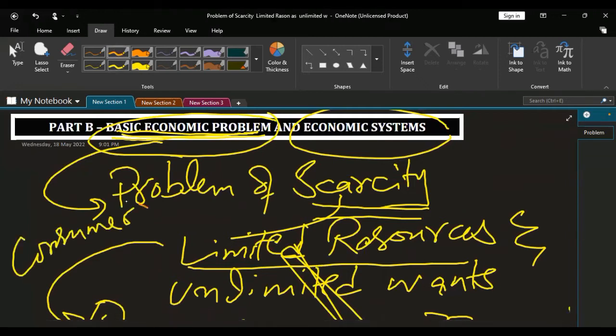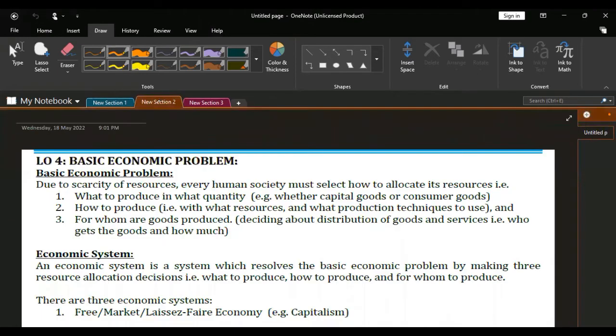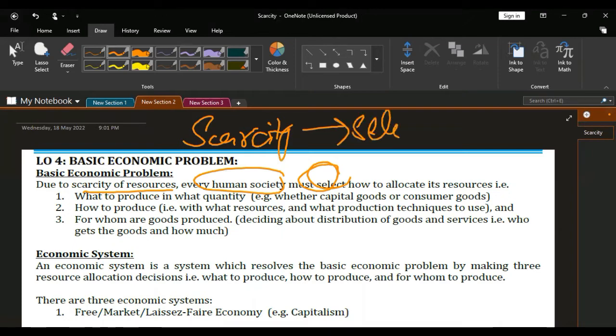Now we are going to study what are the economic problems at the producer end. Let's study. Due to scarcity of resources, every human society must select. So, when the problem of scarcity arises, you have to select or prioritize.